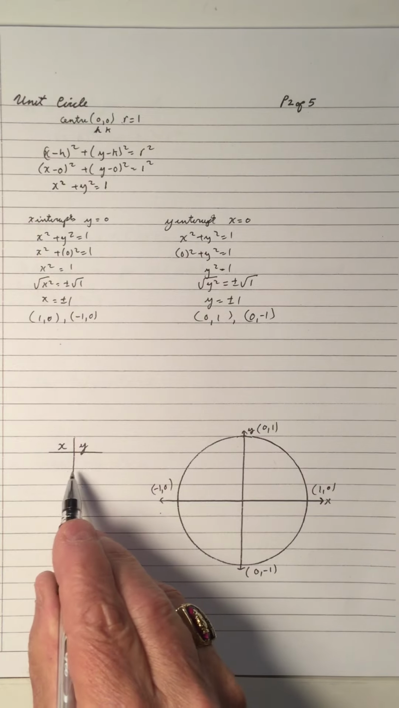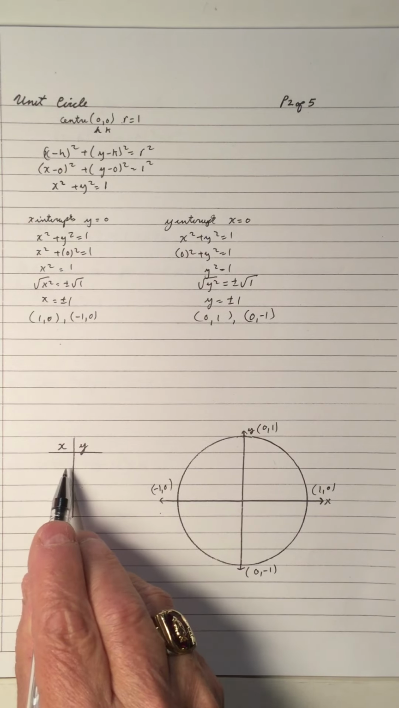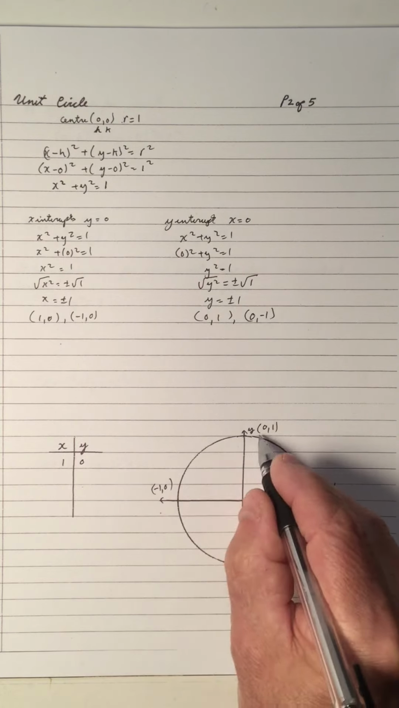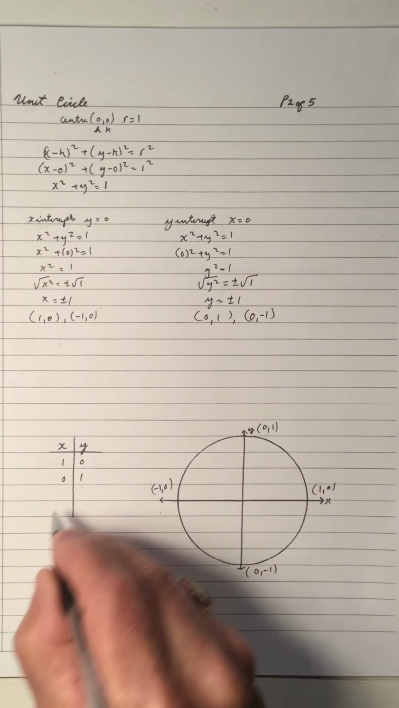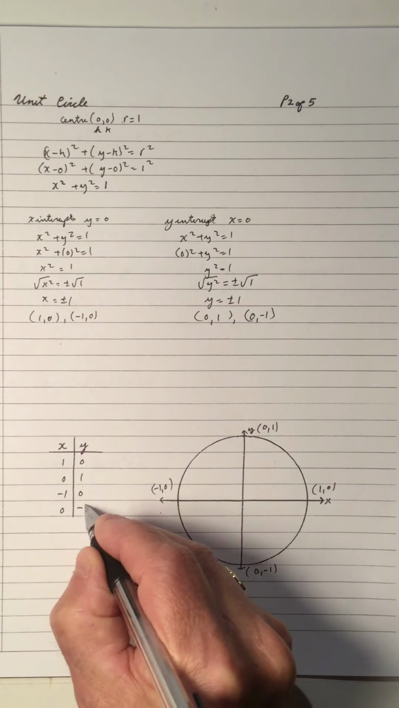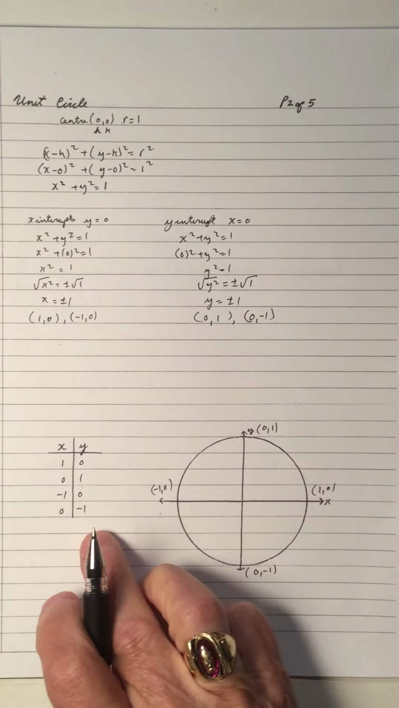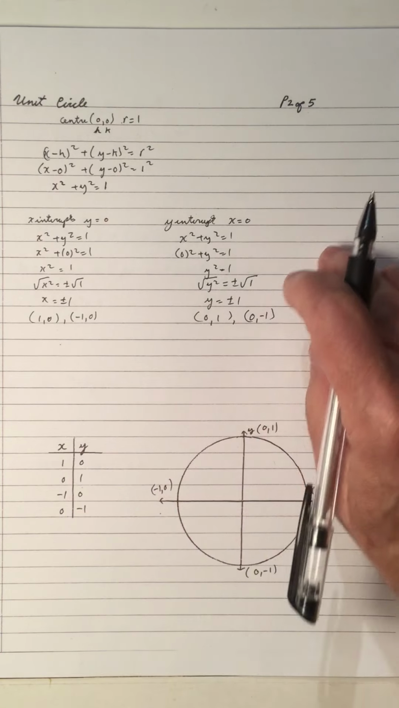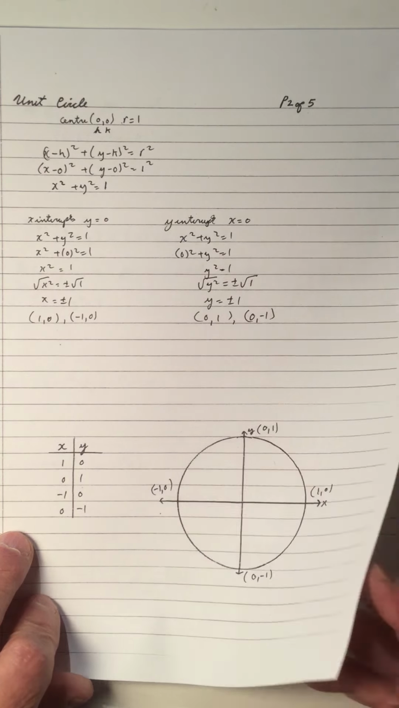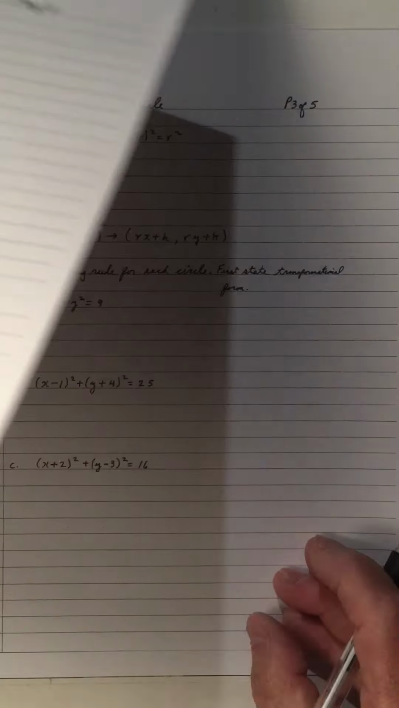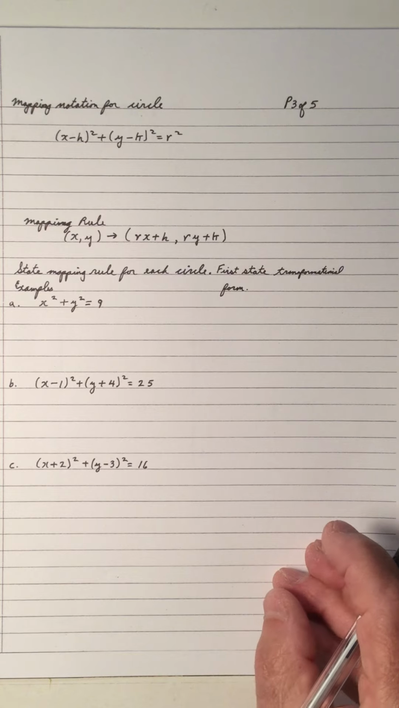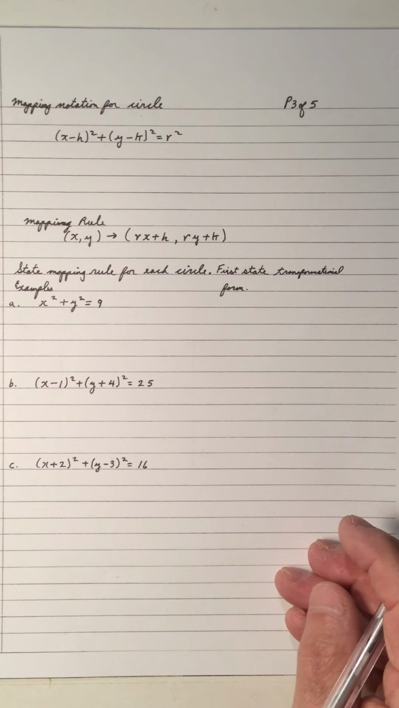So when I do a table of values on the unit circle, I put in the ordered pairs of (1, 0), (0, 1), (negative 1, 0), and (0, negative 1). So those are the ordered pairs I'm going to use when we do graphing a unit circle by transformations. So let's look at the mapping notation for a circle.